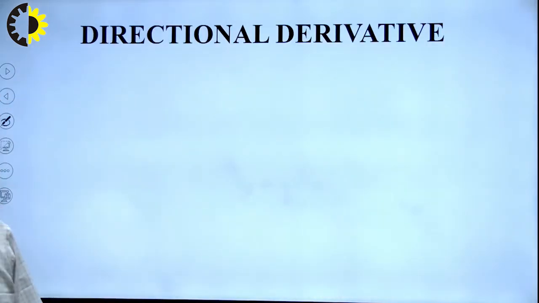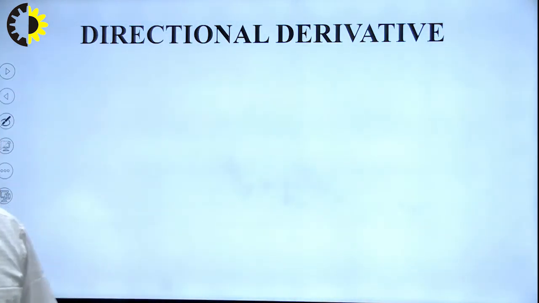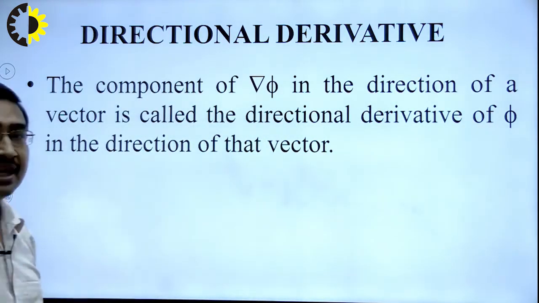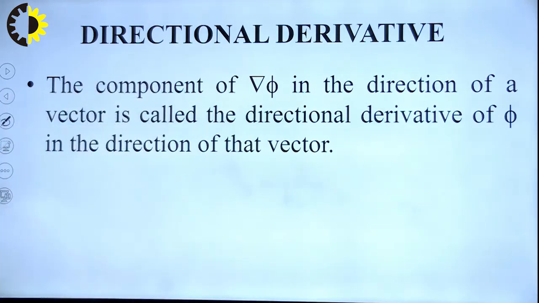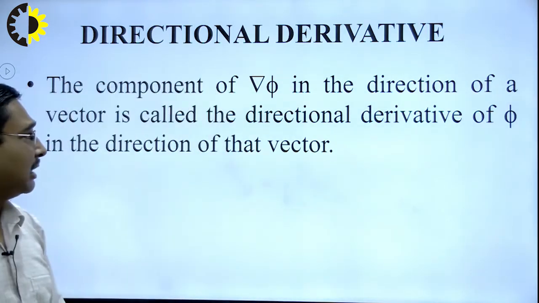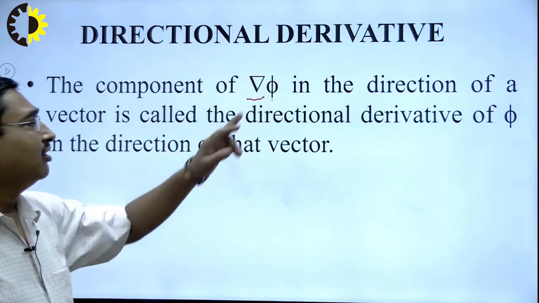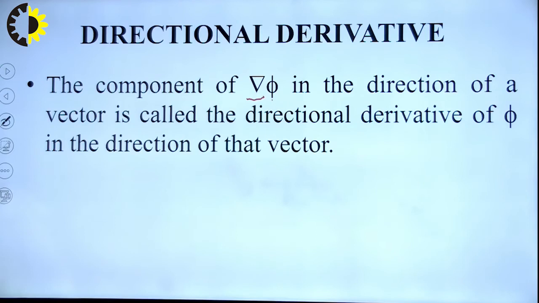We now move towards our next idea, which is the idea of directional derivative. What is directional derivative? The component of grad phi in the direction of a vector is called the directional derivative of phi in the direction of that vector. That is, if phi is a scalar point function, I calculate the component of grad phi in the direction of a particular vector, then the value so obtained is called the directional derivative of phi in the direction of that vector.